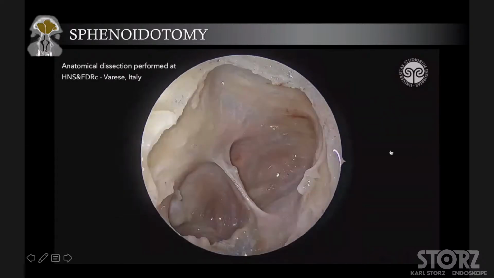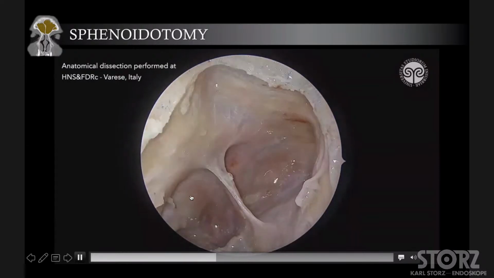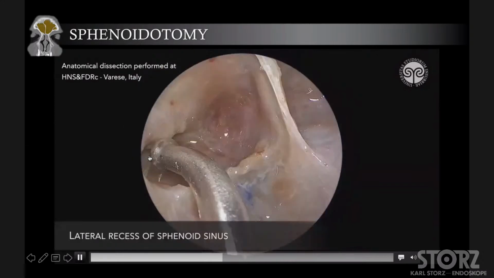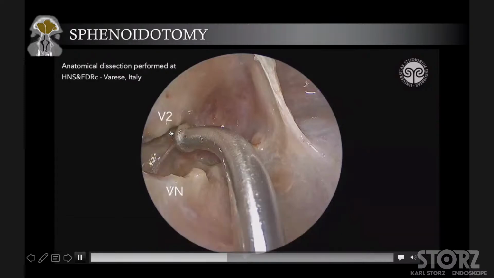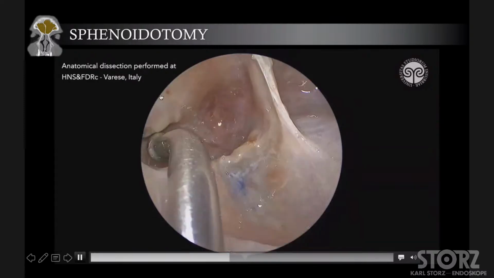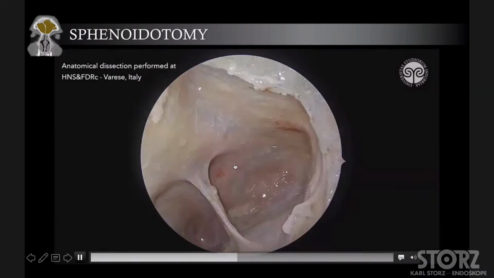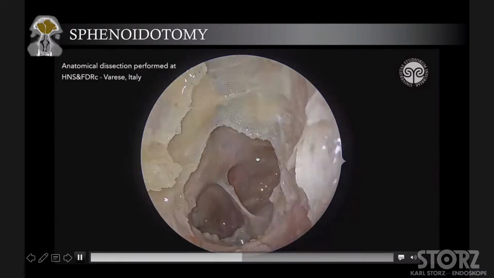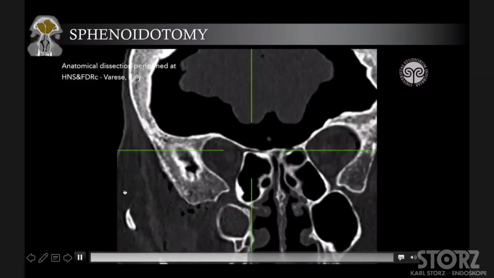Optic nerve is here in this position, and lateral recess of the sphenoid, impression of the second branch of the trigeminal nerve. You see, lateral recess of the sphenoid with median nerve and impression of a second branch of a trigeminal nerve. You see, median nerve, second branch of a trigeminal nerve. This is carotid, paraclival carotid, and this is optic nerve. And this is posterior ethmoidal artery, just anterior.